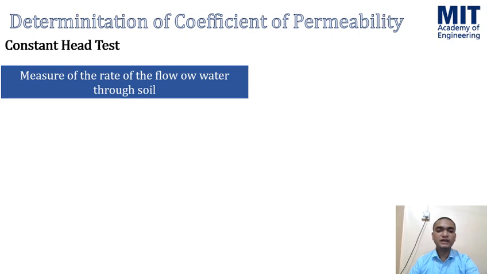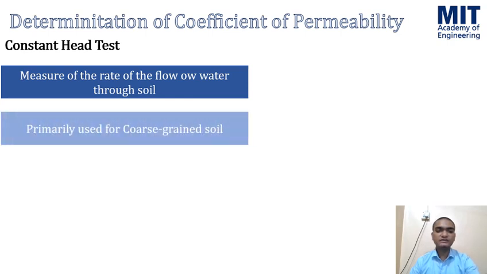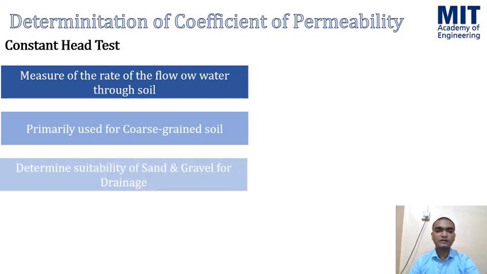The constant head test of permeability is used to measure the rate of flow of water through the soil. This test is primarily used for coarse-grained soils. In this test, water is forced by a known constant pressure through a soil specimen of known dimension and the rate of flow is determined. It is suitably used for sand and gravel for testing the drainage capacity.